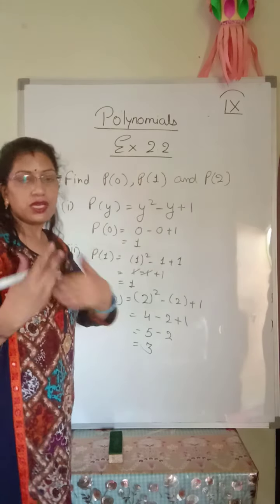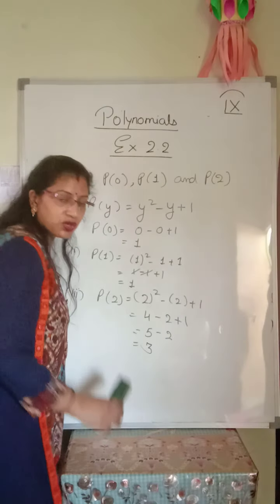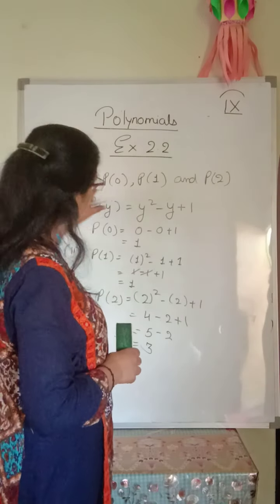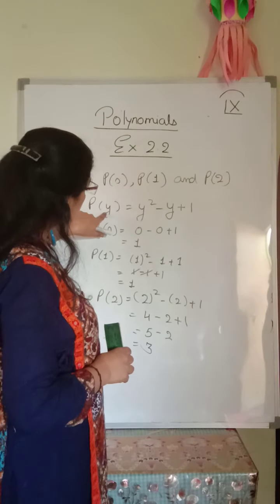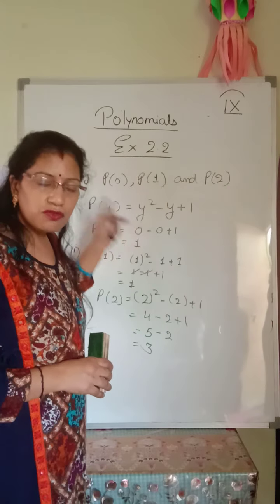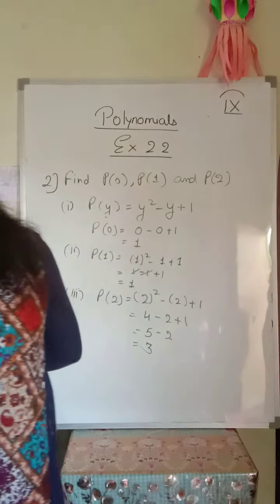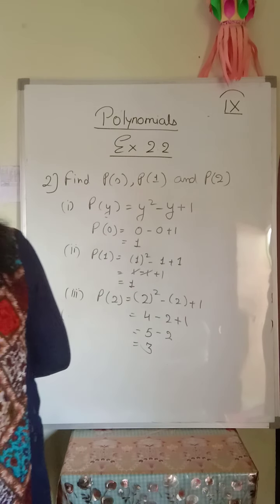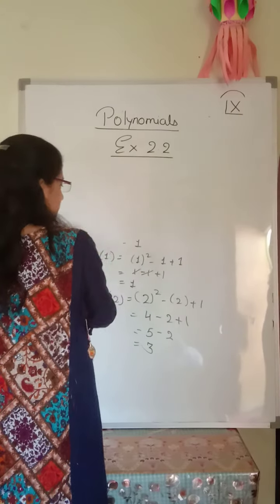Same way you have to do the rest part and try to do the rest part yourself. Okay, because these are very easy. First you have to write the polynomial. One by one you have to put 0 in the place of y, then 1 in the place of y, then 2 in the place of y. So you will get the value of polynomial at 0, 1 and 2. Okay. So let us come to question number 3.